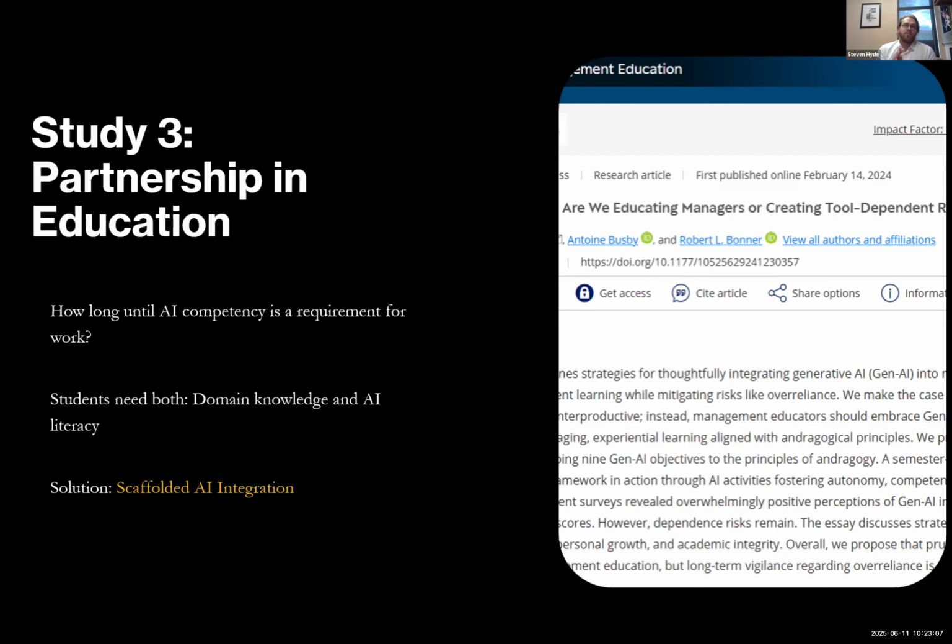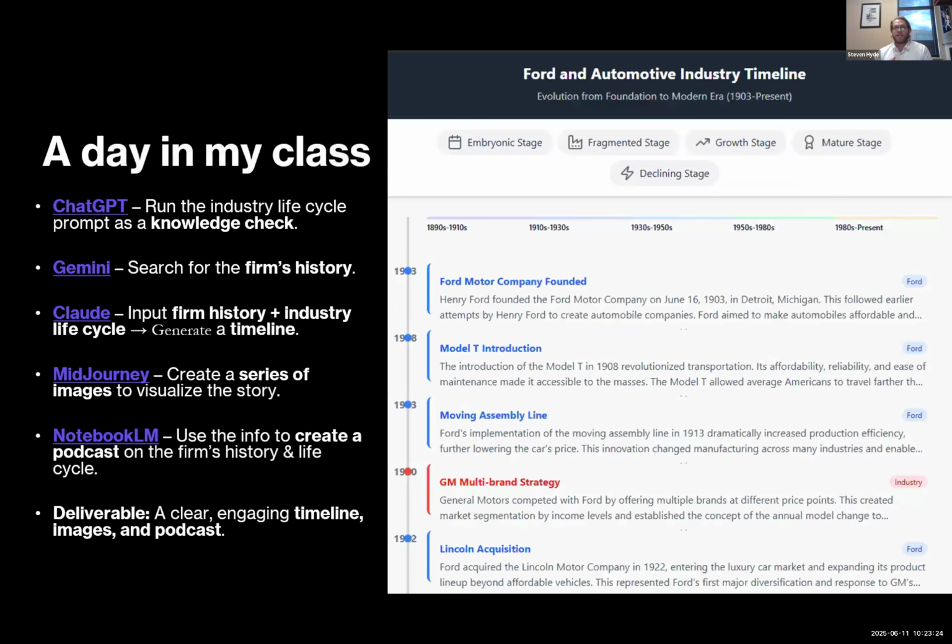Students need both, and we need both. We need to have domain knowledge as well as AI literacy, and it's possible to build them at the same time through scaffolding AI integration in your classroom, which I'd highly recommend. I found that it's made my class better, and it's helped my students gain higher levels of AI literacy as well as knowledge.